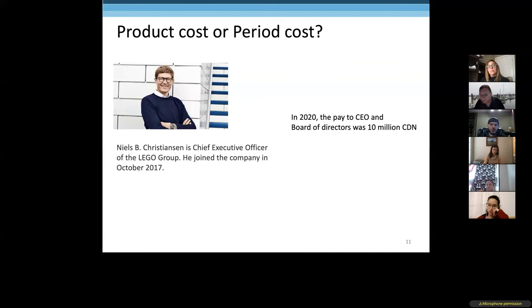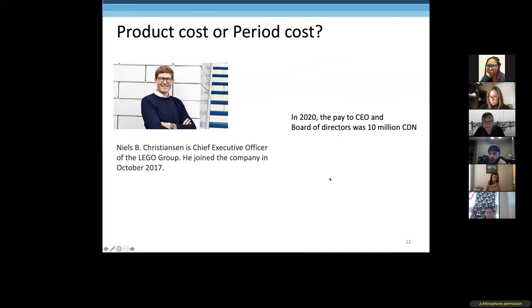Period cost. Period cost, right? Why? Administrative expenses. Yeah, so why is this a period cost? Because I think it is not directly associated with the cost object. It's associated with a specific time frame. So you're saying that in 2020, they were paid $10 million. So that's for that year.